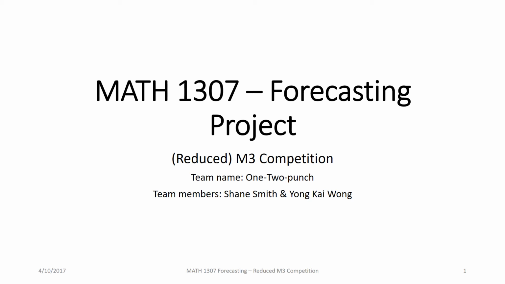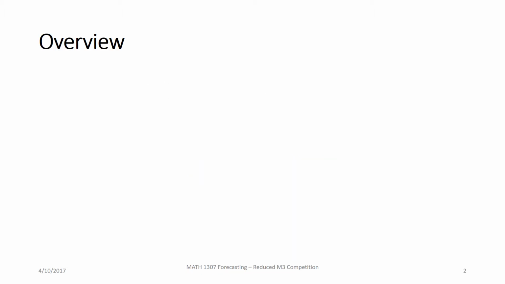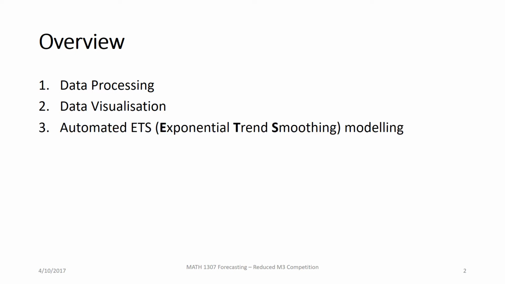This presentation provides an overview of the approach taken by Team 1-2 Punch in forecasting values from the reduced M3 competition. The method and forecasts will be discussed in greater detail in the consultancy report to follow. However, we shall briefly cover the data processing, visualization, modelling, forecasts, and conclusions drawn from our approach.